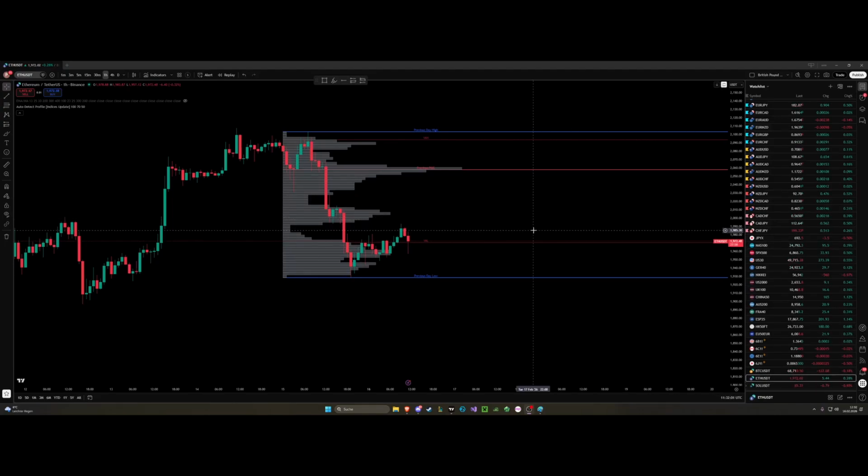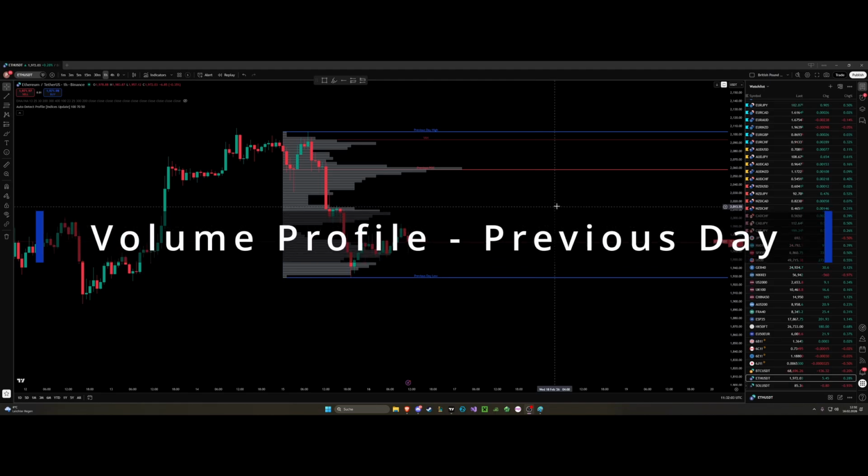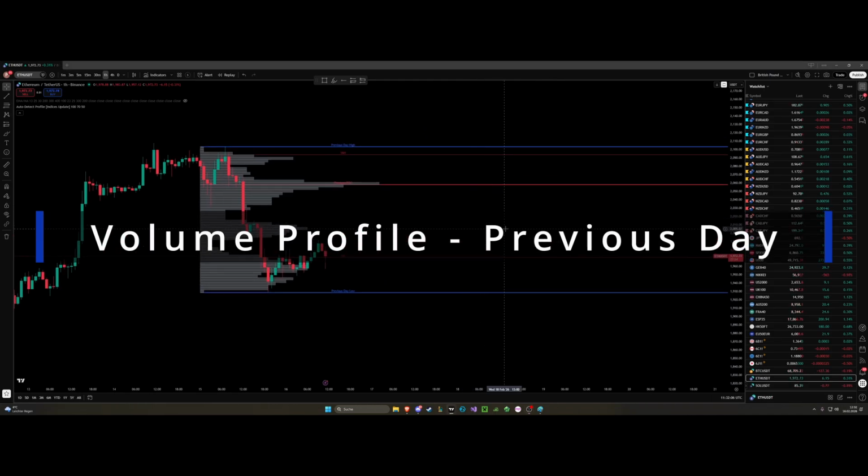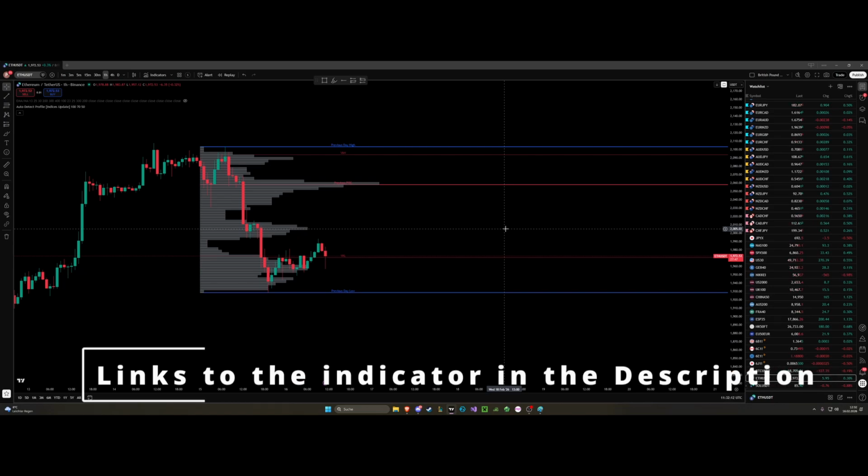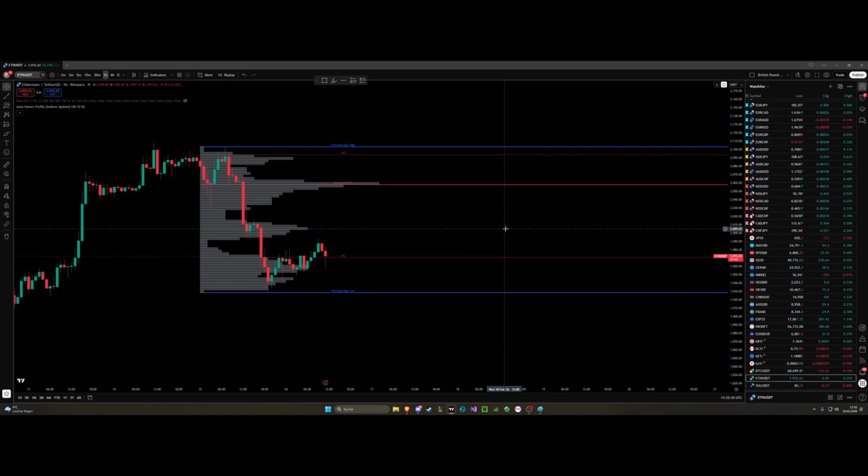Today we're going to discuss volume profiles. I use a very specific volume profile. I always use the previous day volume profile because I trade from session to session, or rather from day to day. So very simple, the elements of my volume profile.